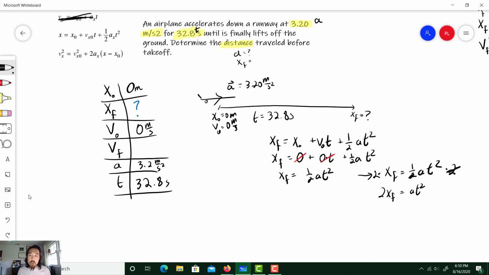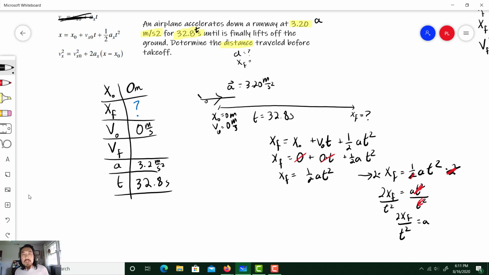So we have t squared here. In order to get rid of this t squared, I'm going to divide both sides by t squared. Okay. And this allows us to have a t squared in the numerator and a t squared in the denominator. So cancel that out. Right. And this leaves us with 2xf over t squared is equal to a. Okay, so I have isolated the acceleration variable. So if I was looking for acceleration, I would just use this form.